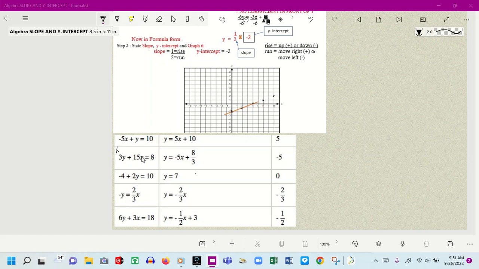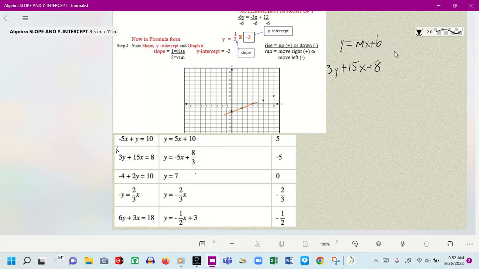So we're just going to do this one here. Okay, let's get into this one right quick. We are doing our 3y plus 15x equals 8. Now it must go into the slope and y-intercept form, which is mx plus b. With that being said, this is not in that form. We have to move that variable to the other side to get it in that form. So let's do that there.